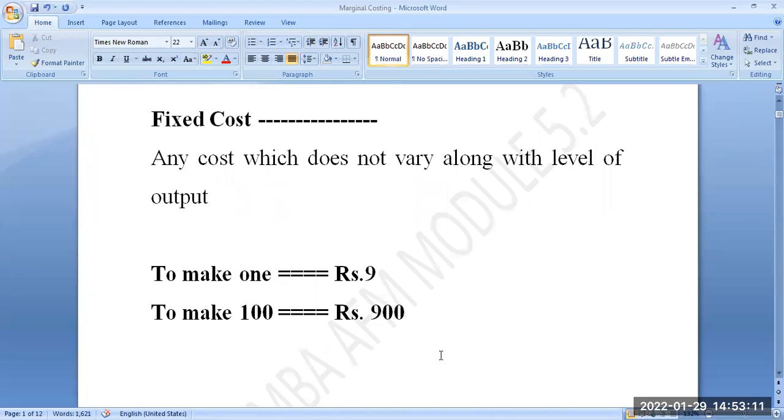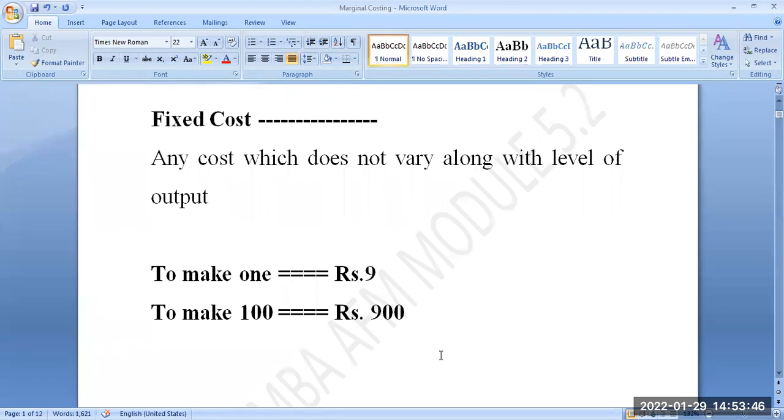Any lease or rental? Yes, rent payable by the company. Suppose you have taken a factory on a rental basis. One year lockdown, you are closing the factory, but you have to pay the rent. You cannot say, sir, I have zero production, so please don't take it. That's negotiation, out of humanitarian grounds. But as per law, whether you produce or not, you have to pay the rent, the lease cost.